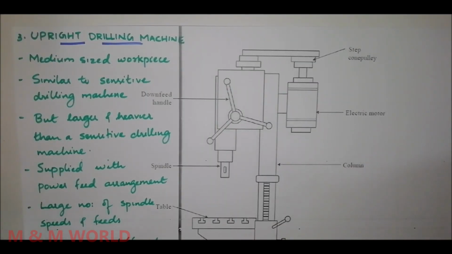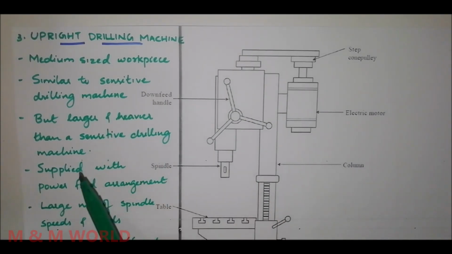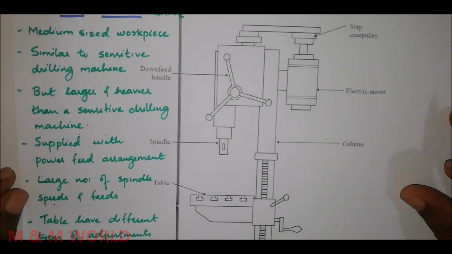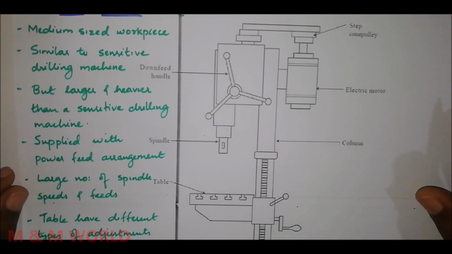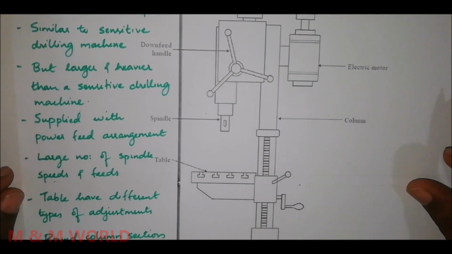Now the third one is upright drilling machine. The upright drilling machine is designed for handling medium sized workpieces. In construction, this upright drilling machine is very similar to the sensitive drilling machine, but larger and heavier. It is supplied with a power feed arrangement, a large number of spindle speeds and feeds are available, and the table has different types of adjustments.